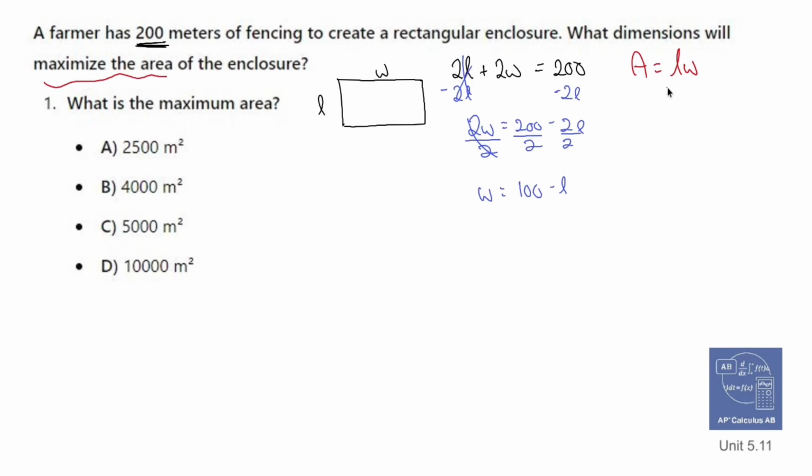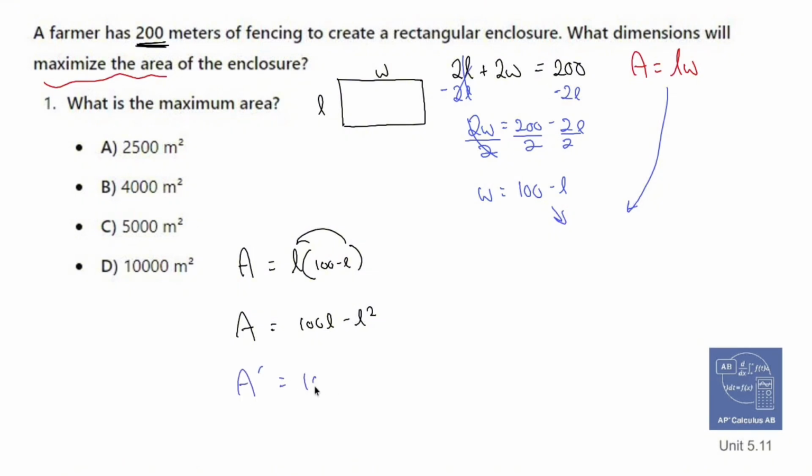So now what I can do is take that information and create a brand new equation. A is going to equal L, and instead of W, I have 100 minus L. Distributive property tells me that A is going to equal 100L minus L squared. Now let's take the derivative of that. A prime is going to equal 100 minus 2L. In order to find the critical points, you set it equal to 0.